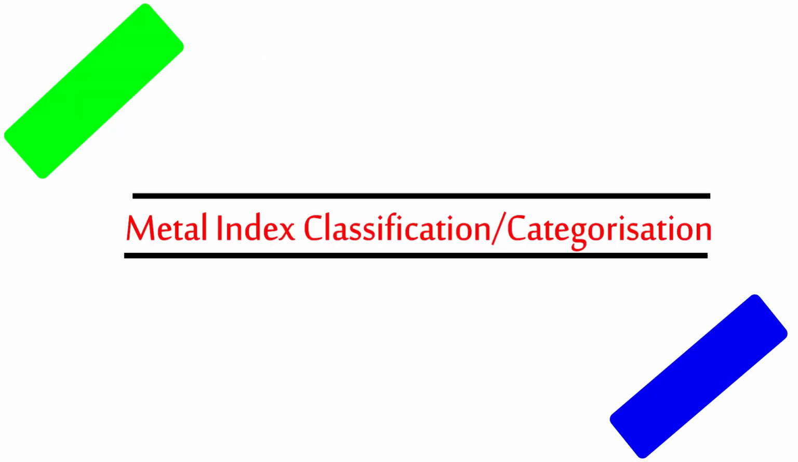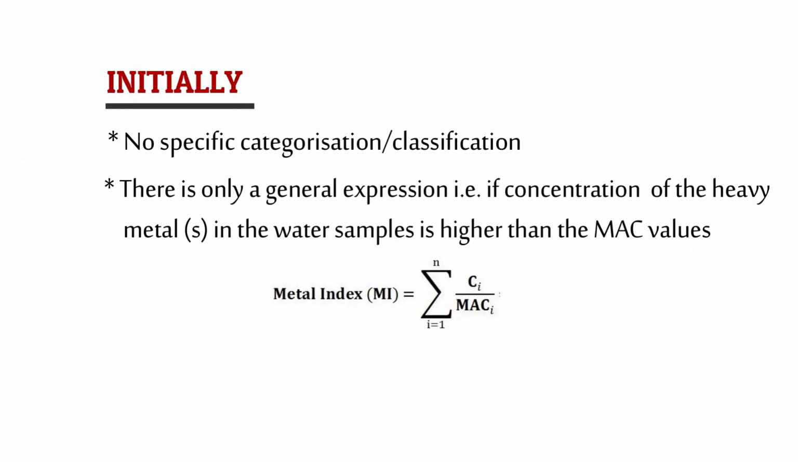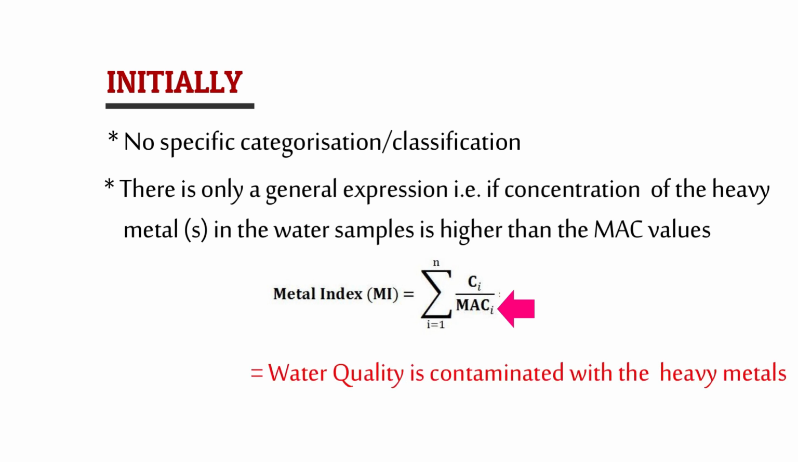Okay. Next, let us see the metal index classification or categorization. Initially, when this index method was developed, there was no specific categorization or classification assigned to it as such. Instead, there is only a general expression, that is, they say that if the concentration of the heavy metals in the water samples is higher than the MAC values, then the water quality is said to be contaminated with heavy metals.